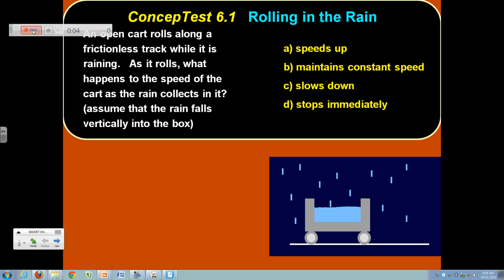An open cart rolls along a frictionless track while it's raining. As it rolls, what happens to the speed of the cart as the rain collects into it? And the rain, you assume that it just falls directly into the cart. Remember, momentum is always conserved, and in this case, the initial and the final momentum are going to be equal.